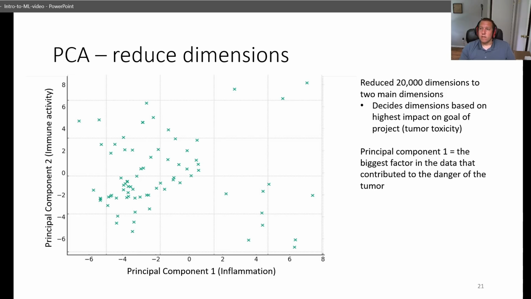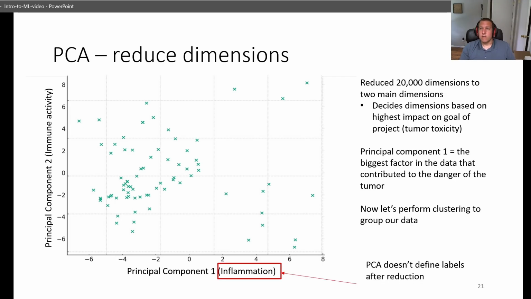Principal component 1, or the x-axis, represents the biggest factor in the data that contributed to the danger of the tumor. In this case, I've defined this as inflammation. Principal component 2 is now the second most important factor, or the level of immune activity these tumors were causing inside the body.